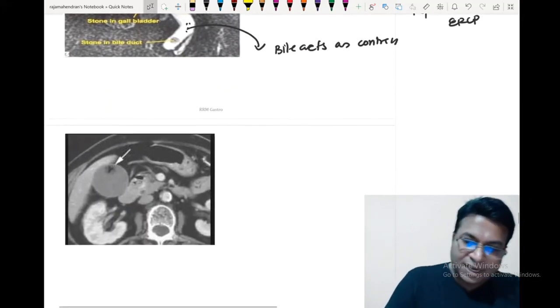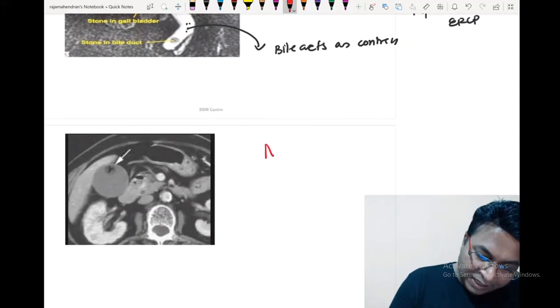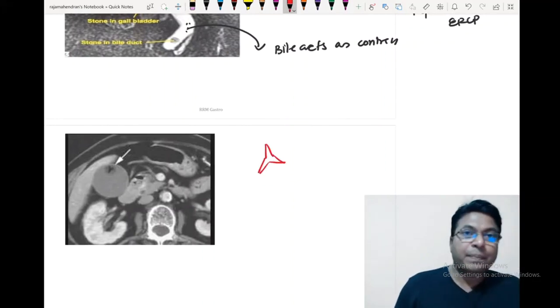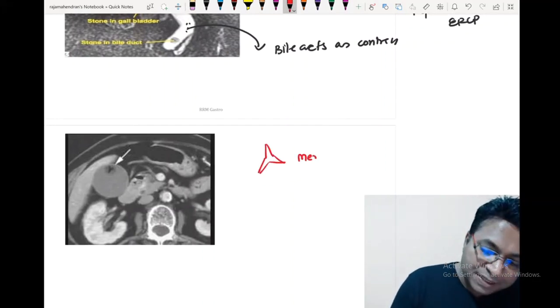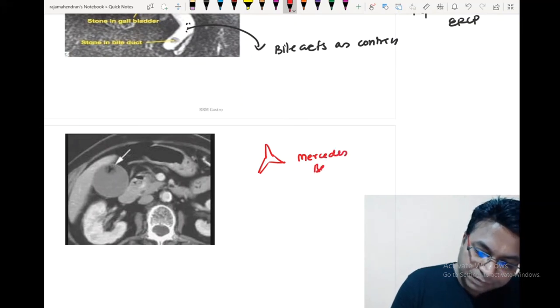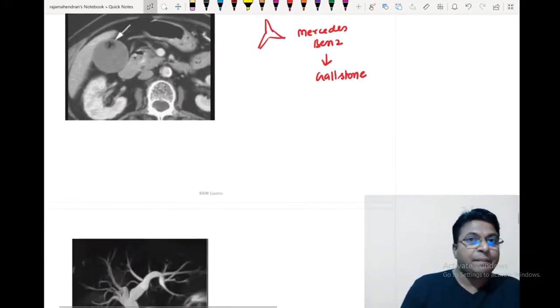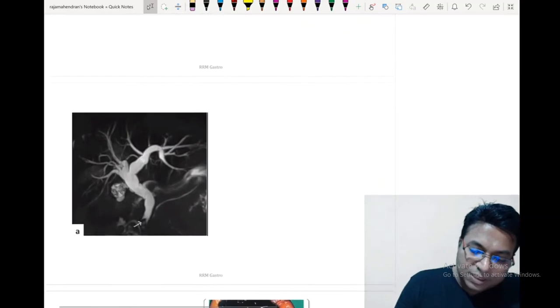So what is the sign seen in the next image? There is a sign seen like this. What is the sign? This is known as the Mercedes-Benz sign. It is a finding in gallstone. Please remember, it is a finding in gallstone. You get this Mercedes-Benz sign in the gallbladder.